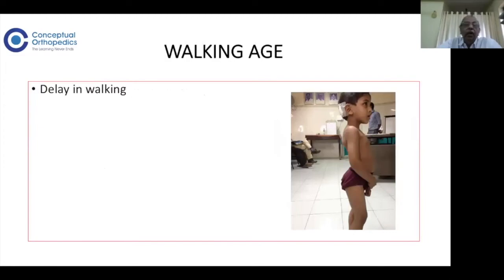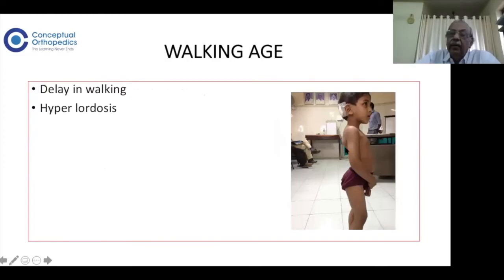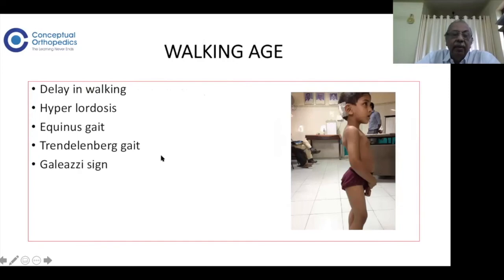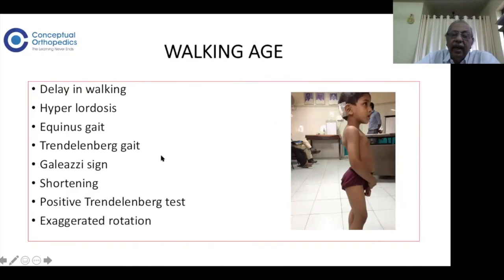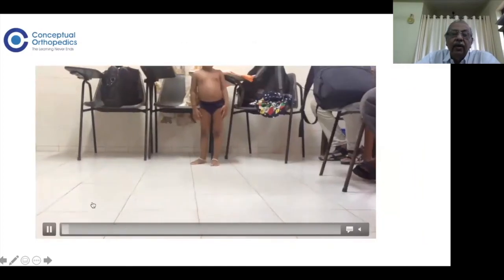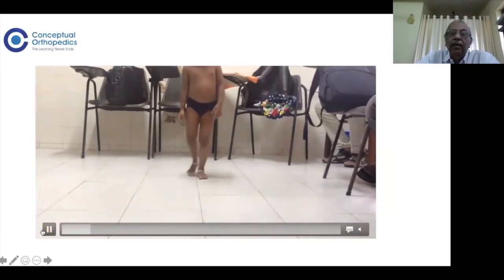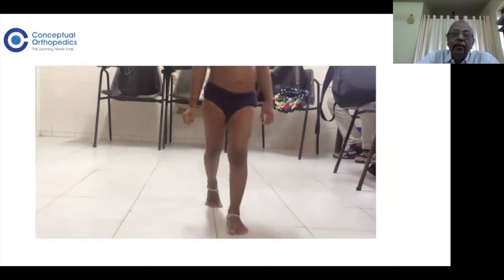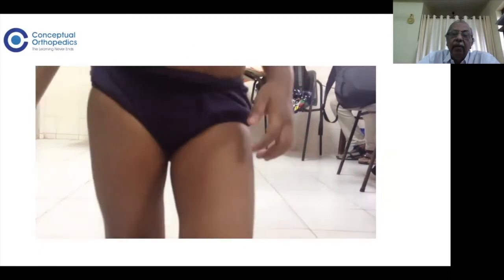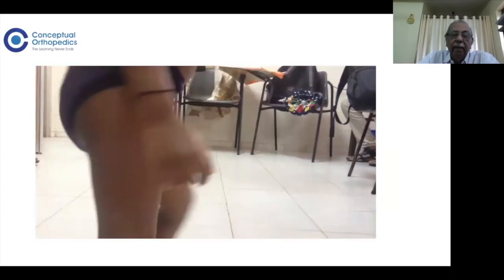Now coming to the walking age, there will be delay in walking. There will be hyperlordosis, as you see in this child. Equinus gait because of the shortening. Trendelenburg gait may be seen. The Galeazzi sign will be positive. Shortening, positive Trendelenburg test, and exaggerated rotation. See this child walking. Shortening as well as a positive Trendelenburg can be appreciated in his gait.